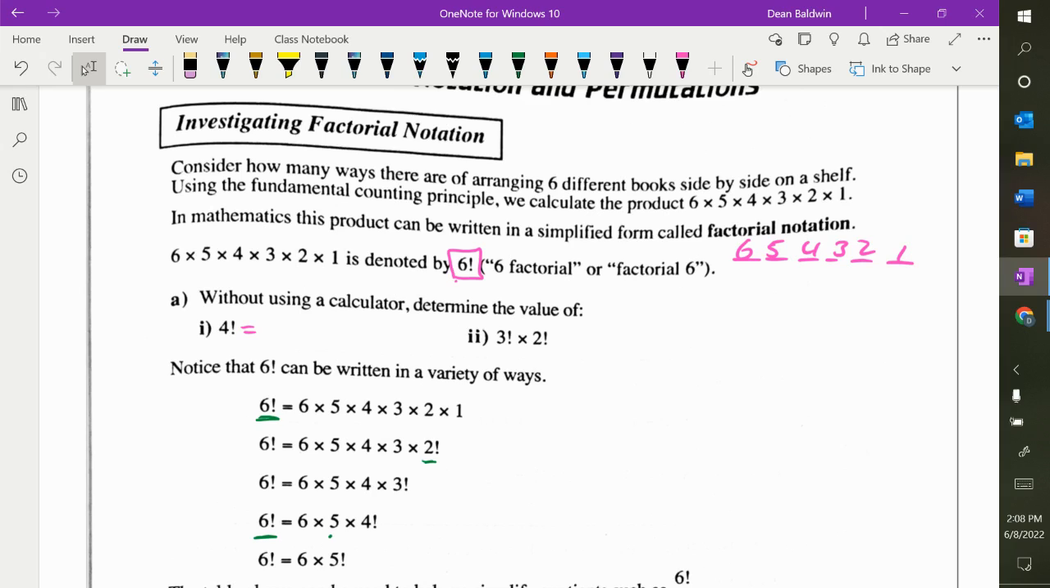4 factorial. What's 4 factorial? I told my other class that you guys are the smartest.